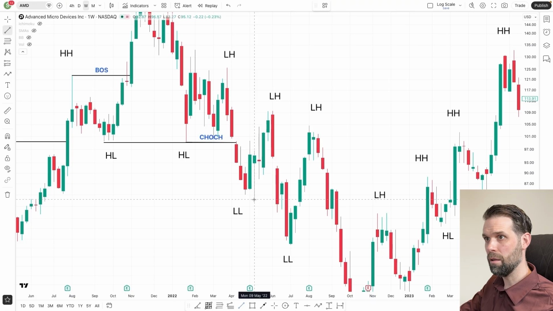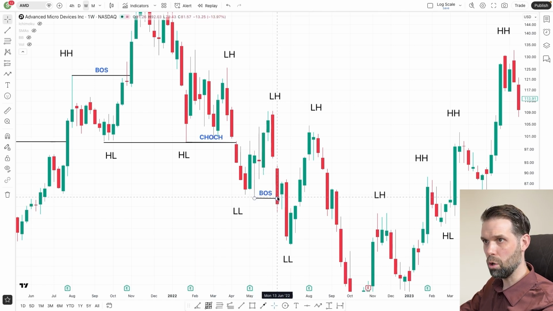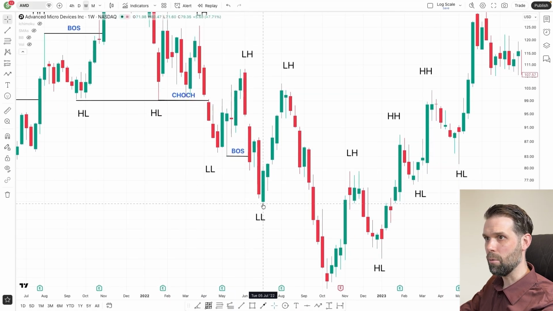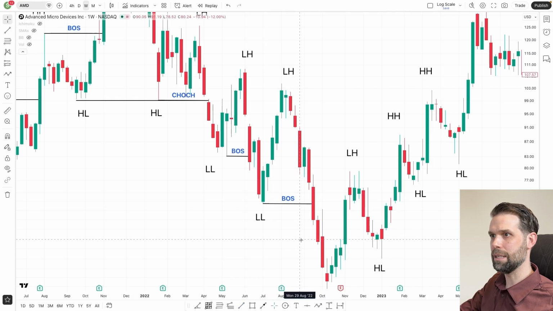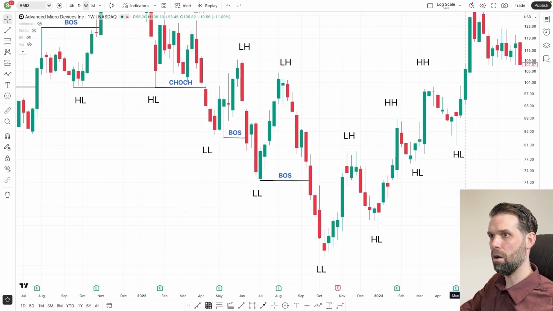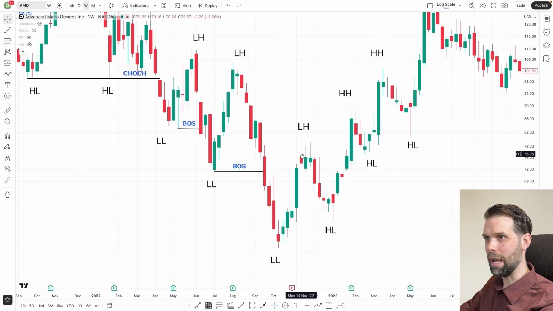So we can call a BOS right here. As this red candle closes below the previous low point in this lower low, which is that wick, we make a BOS to the downside. We make a lower low, and then price comes up, we make a lower high. And what do we have right here? We have another break of structure to the downside, BOS to the downside, and we travel all the way down to a lower low. And then price comes up to a lower high.